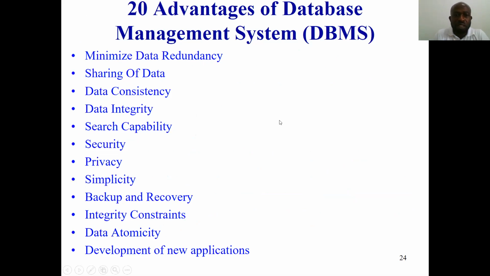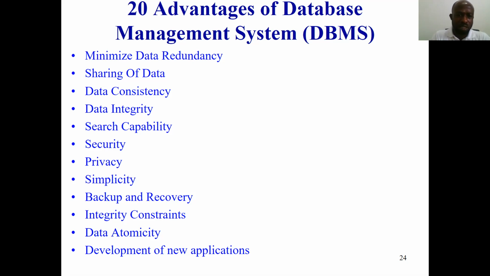Now let's look at some of that. I have about 20 advantages of database management systems. I've already given some, but these are 20 solid advantages of having a database management system. The first one is minimized data redundancy. There is also the possibility of sharing data. Data consistency is also assured.